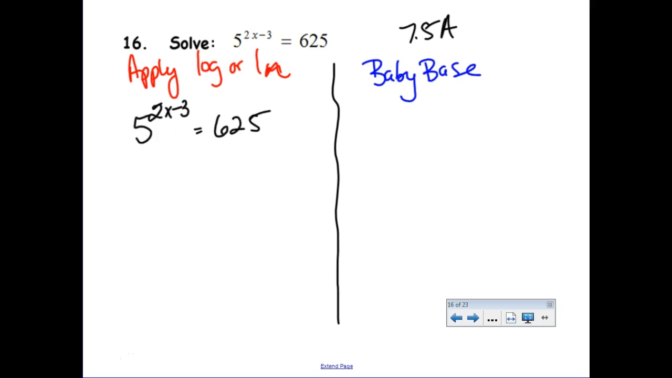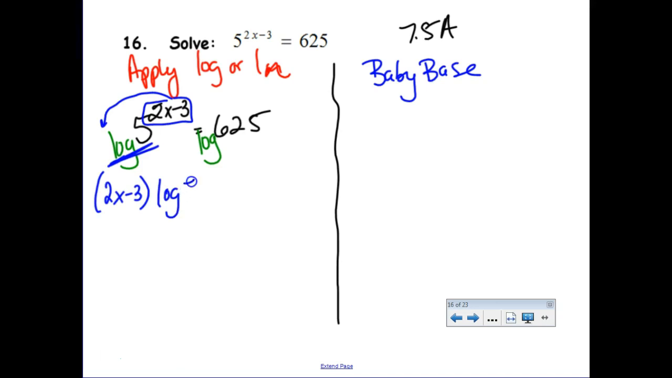If x is trapped in the exponent, the only way to bring it down is to apply a common or a natural log. And since you all go against me every time, I'll use a common log just like you do. You know why I like natural log better. All right, the 2x minus 3 comes down in front. Leave it in parentheses for now. And what you have here, this does not cancel, by the way. Common log is base 10, so that does not cancel. You have the common log of 5, which is some gross number. And then over here, the common log of 625, again a gross number. But don't type it yet, because some amazing things are going to happen.